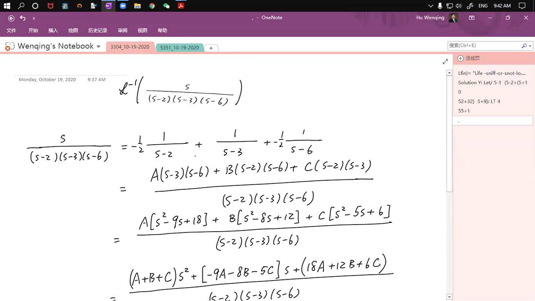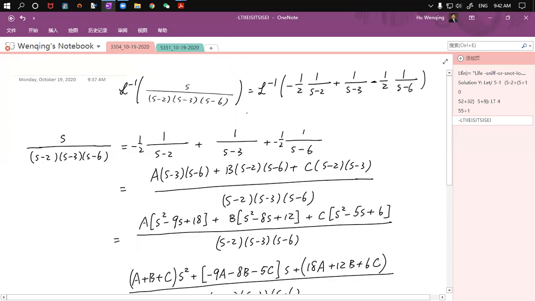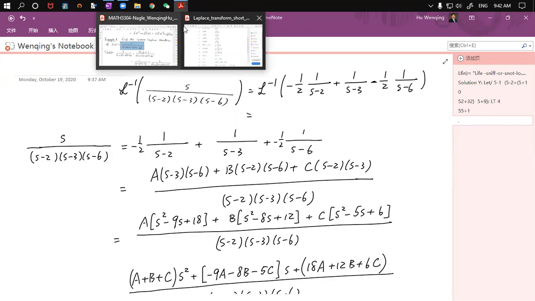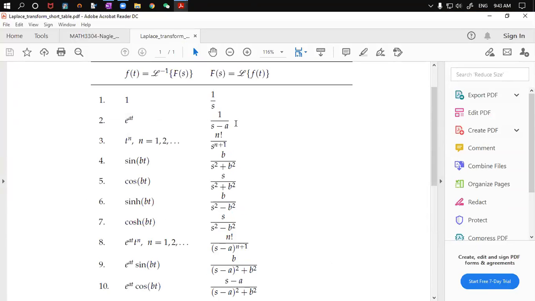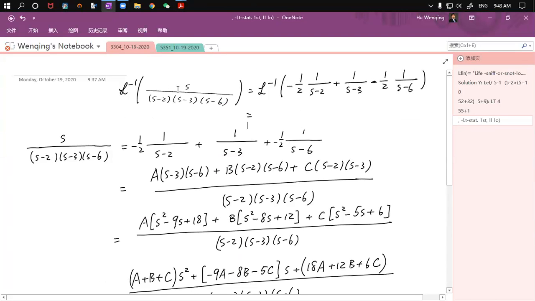As long as you have this, you're just calculating the inverse Laplace transform of minus 1/2 over s minus 2, plus 1 over s minus 3, minus 1/2 over s minus 6. And then you can easily calculate the inverse Laplace transforms from the table, because you're going to use line 2: 1 over s minus a is e to the power of at. So that's minus 1/2 e to the power of 2t plus e to the power of 3t minus 1/2 e to the power of 6t. Is that good for everybody?